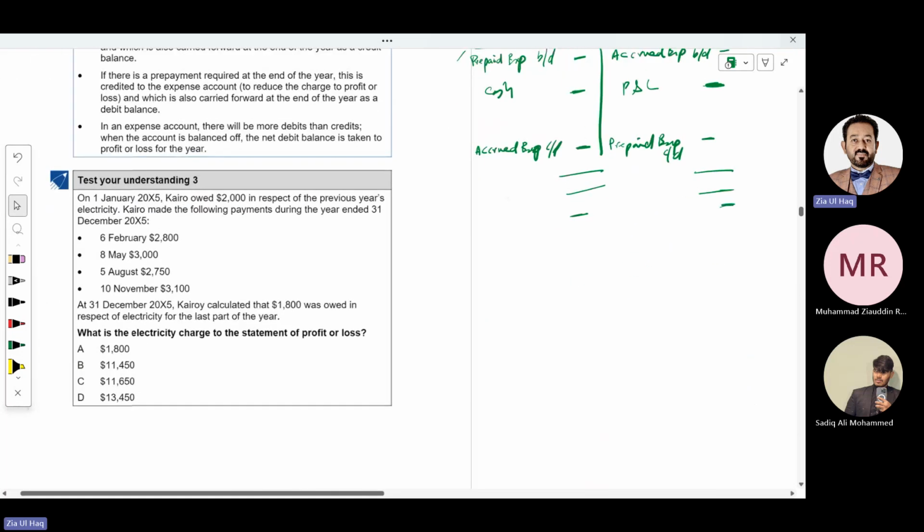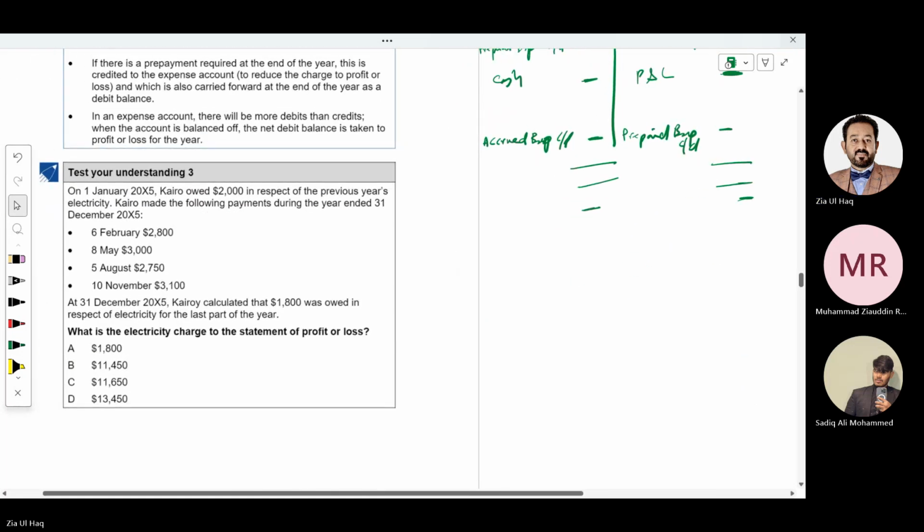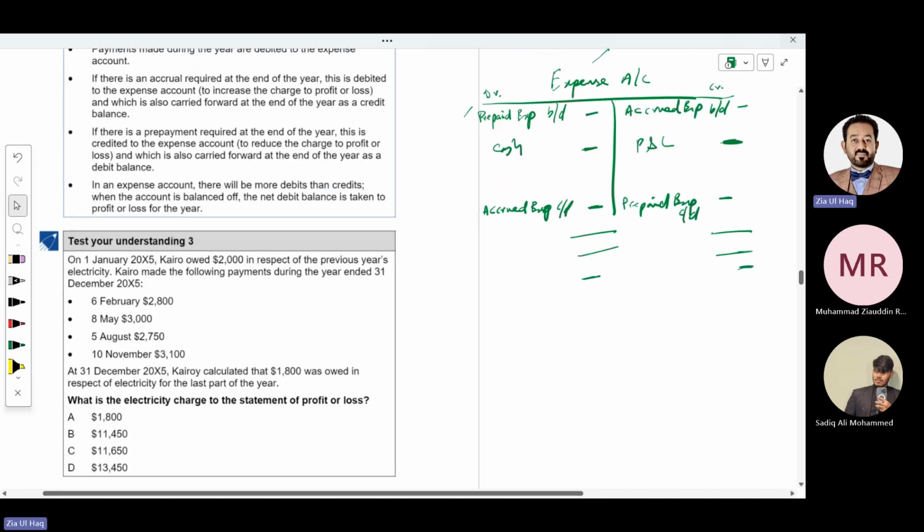Now let's discuss this question, test your understanding 3. On 1st January 20x5, Caro owed 2000 in respect of the previous year's electricity. What is that? Accruals or prepayments? At the start of the year, you owed, meaning you need to pay, the previous year's 2000 of electricity bill. This means the expense relating to the previous year, you're going to settle now. It's an accrual opening balance. How much? 2000.